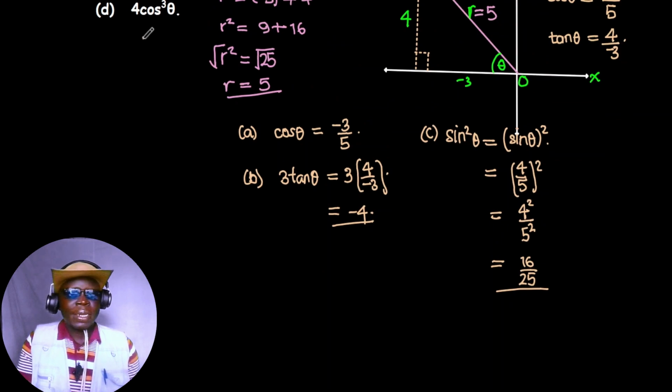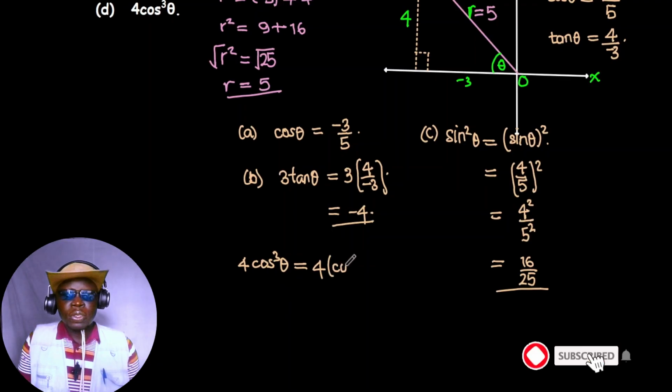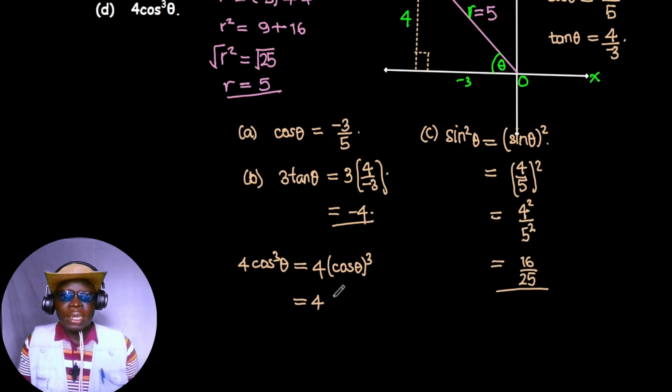So lastly, part D of the question is saying 4 cos cube theta. Again, we can rewrite it the same way as I've done in part C, such that we have 4 into cos of the angle theta, and we pull out this exponent. Then we can make our substitution of cosine of theta, which is adjacent, and negative 3 is our adjacent over hypotenuse 5. Now it is to the power of 3.